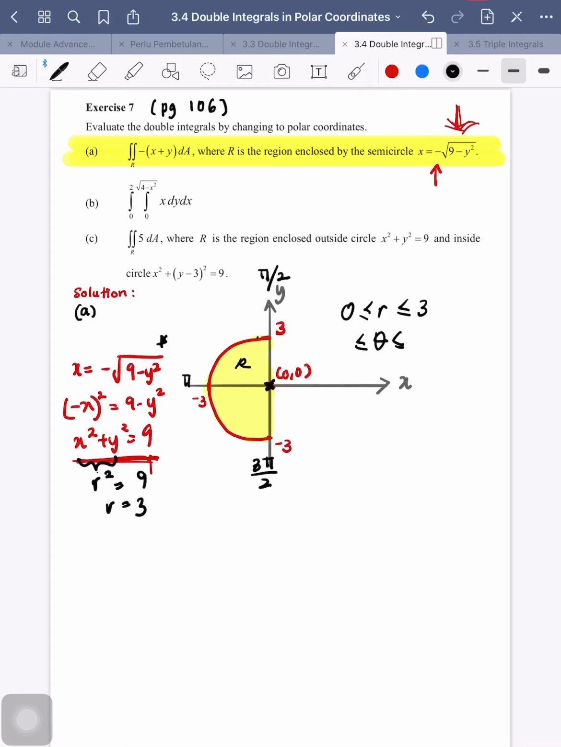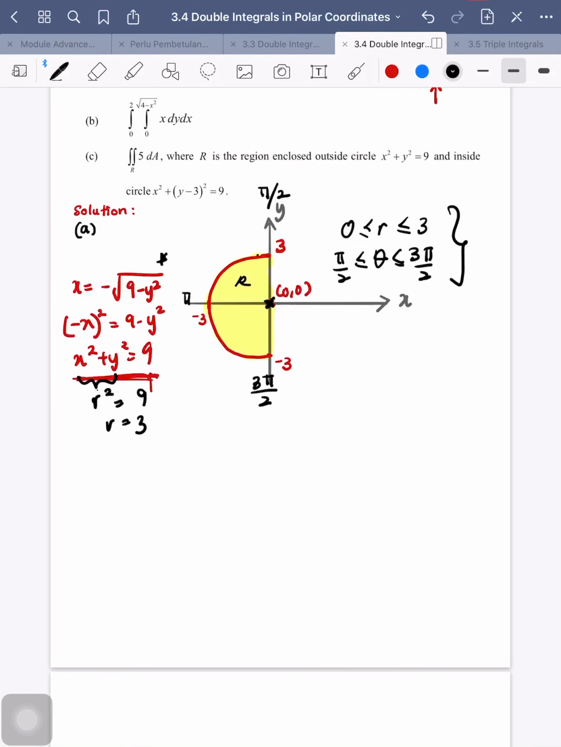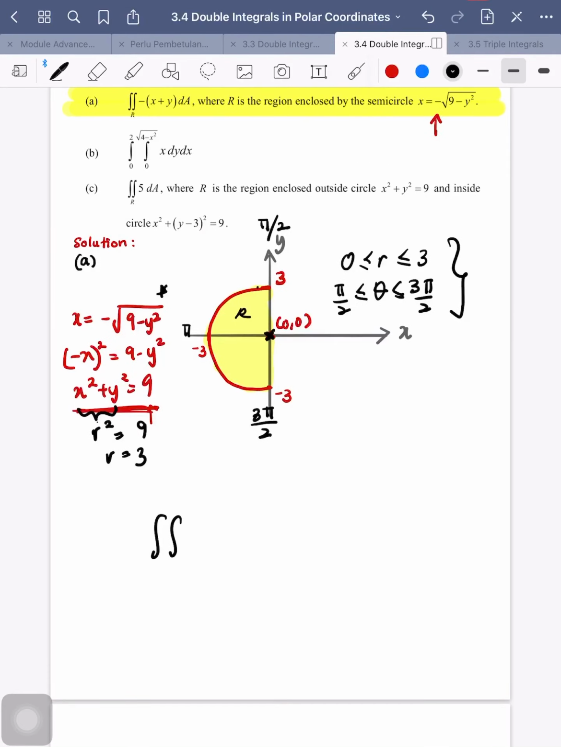So pi over 2 until 3 pi over 2. So put this limit into your function, because they ask you to evaluate the function here. So you put the value into the function, double integral dA is r dr d theta as mentioned in the formula. Your dA becomes r dr d theta.